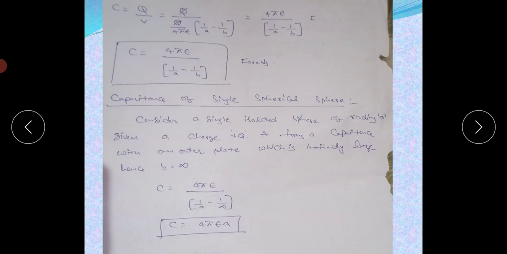If two spheres are present, this is the formula. If only one sphere is present, we have to find the capacitance value with respect to infinity, so the other term becomes 0. For example, only one sphere is present, with radius a. With respect to infinity we find the capacitance value, so substitute b equals infinity in this expression. We get C equals 4 pi epsilon divided by 1 by a minus 1 by infinity. 1 by infinity equals 0. So capacitance C equals 4 pi epsilon a farads.